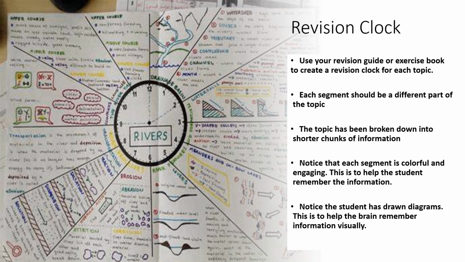Please note though that each segment is colourful and engaging, and this would help the student to remember the information. Note as well that this student has drawn diagrams. This is to help the brain to remember information in a visual way as well as bullet points. It's a really good technique because it means that you have to read through each element of your notes and then transform that into something smaller. So you're chunking the information down into something that your brain can remember easily.